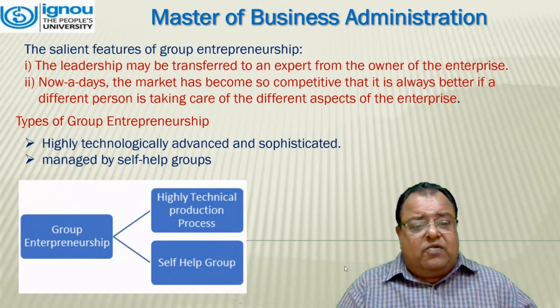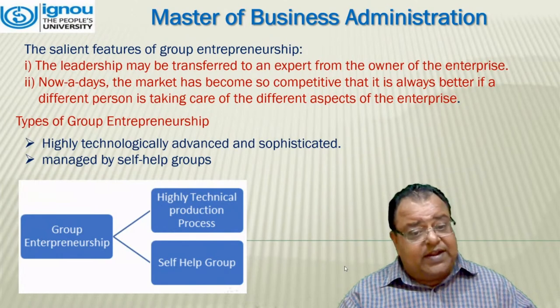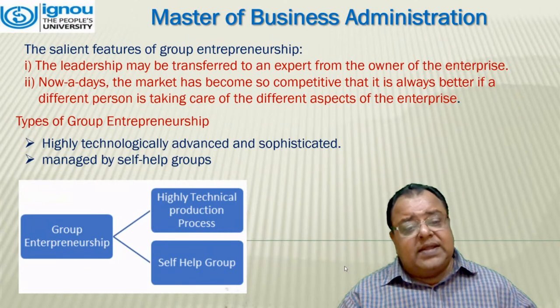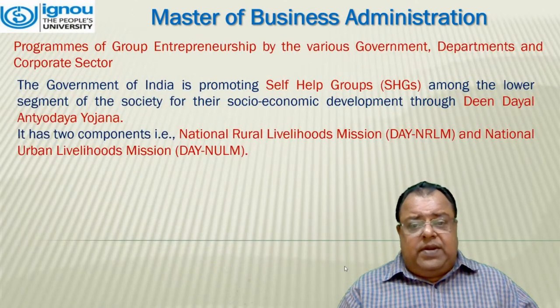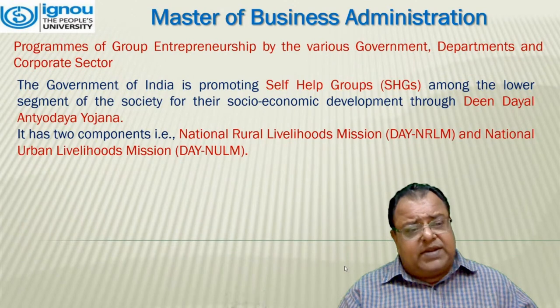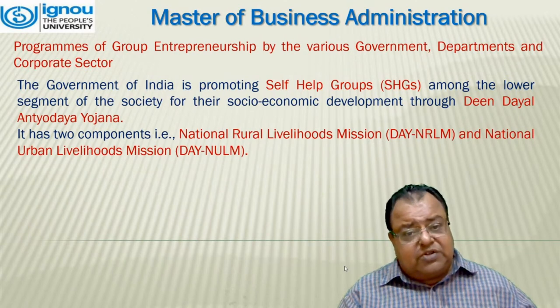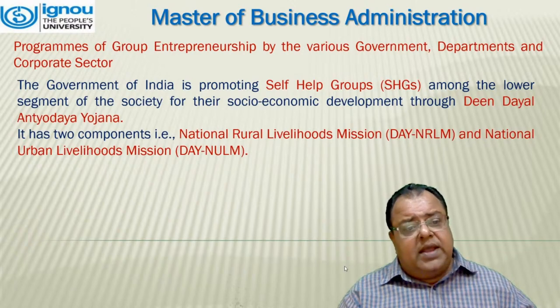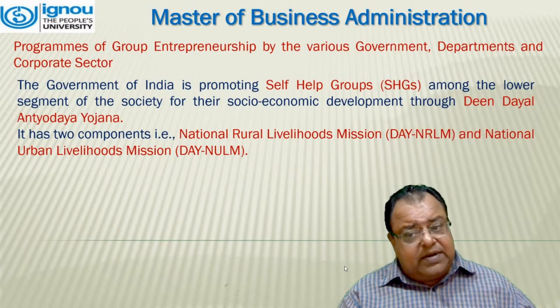There are two types of group intervention. The first one is highly technologically advanced and sophisticated. And the second one is managed by self-help groups. There are programs of group entrepreneurship by various governments, departments and corporate sectors. The Government of India is promoting self-help groups among the lower segment of society for their socio-economic development through Deen Dayal Antyodaya Yojana. It has two components, that is National Rural Livelihood Mission and National Urban Livelihood Mission.